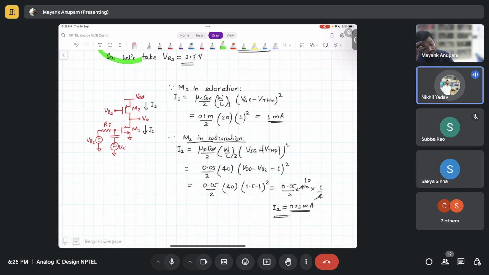For PMOS, current flows from source to drain, and for NMOS, drain to source. So this is flowing like this, this is flowing like this, right?